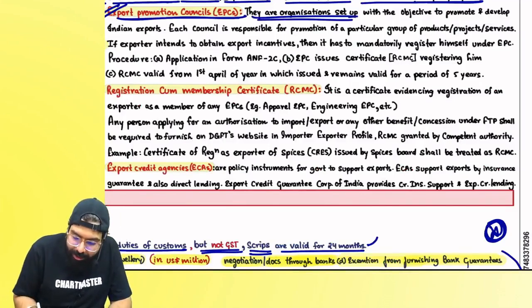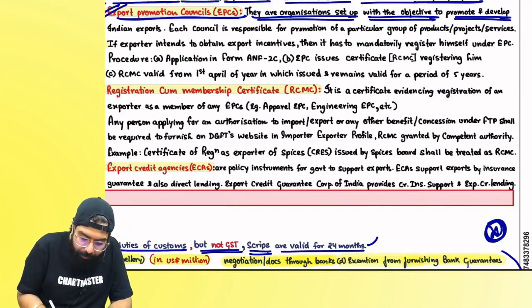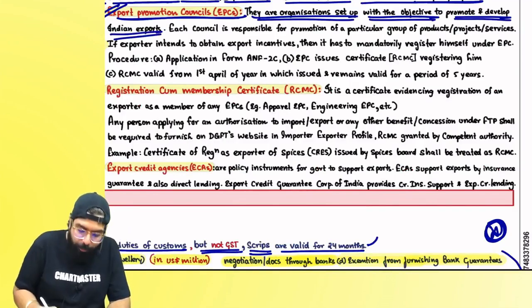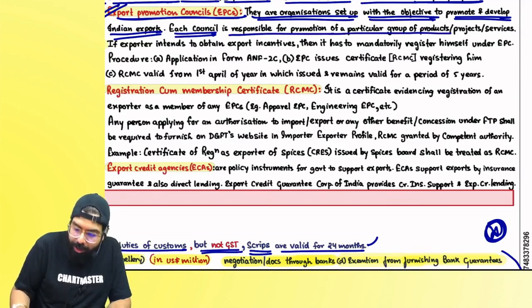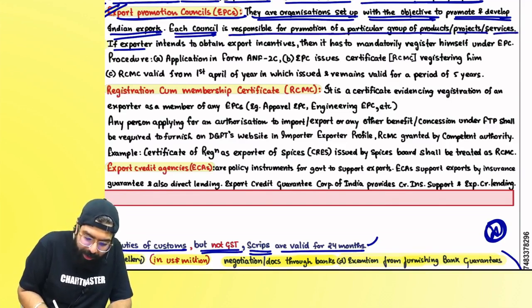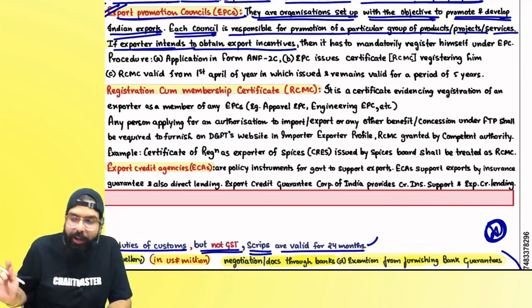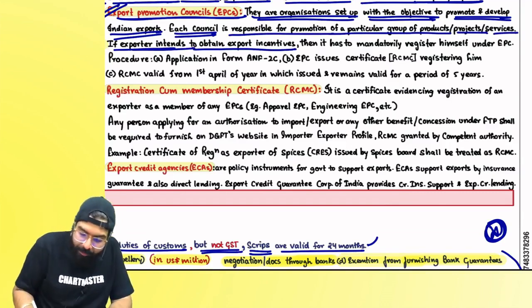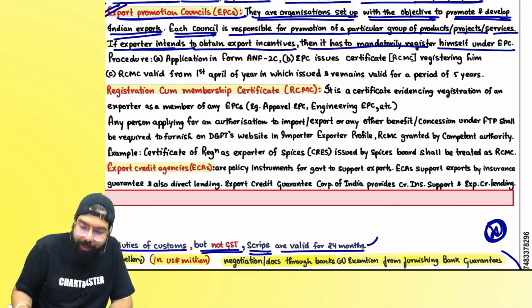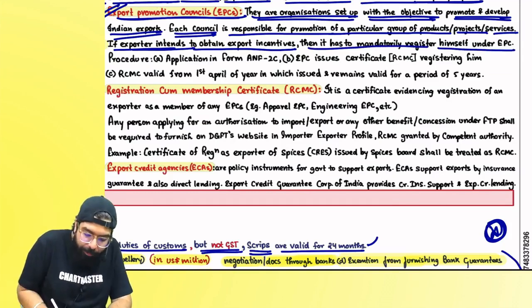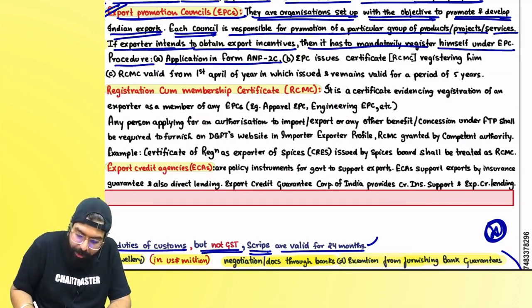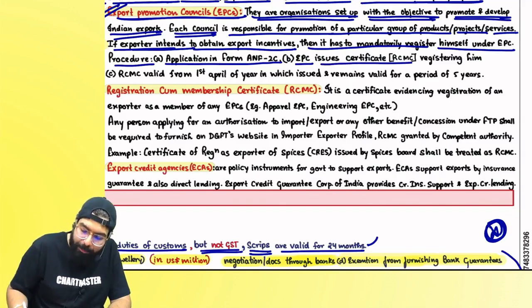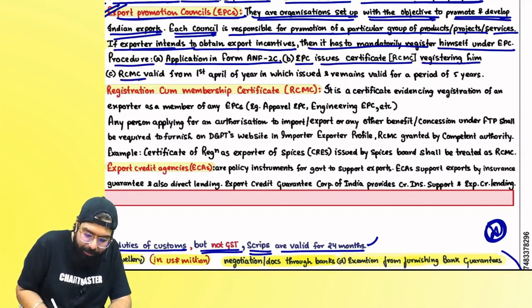These are organized and set up with the objective to promote and develop Indian export. An Export Promotion Council is responsible for promotion of a particular product, project or service. If an exporter intends to obtain export incentive, he has to mandatorily register himself with the Export Promotion Council. The procedure is, you give an application in ENF2C, then the Export Promotion Council will issue you a registration cum membership certificate.